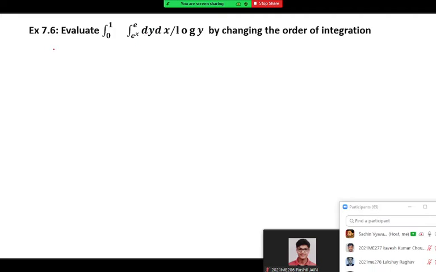The region is bounded by y equal to e raised to x, y equal to e, then x equal to 0 and x equal to 1. Generally we get four equations of curves whenever we have to change the order. Inner limits are for y, so we get two equations for y from the inner limits. Outer limits are of x, so we get two equations for x from the outer limits.